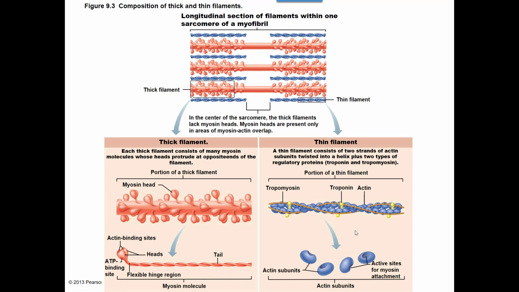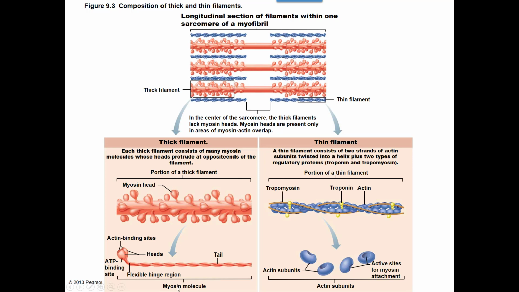Here's my simpler way of remembering which one is made up of which protein. The word thick is a little bit bigger than the word thin. The word myosin is a little bit bigger than the word actin. Not by much, but it works. So the thick filament gets the bigger word, and the thin filament gets the smaller word.